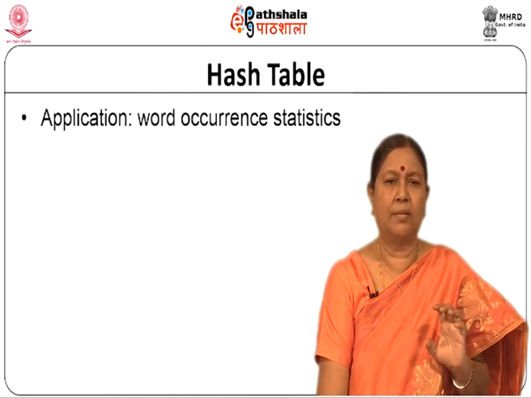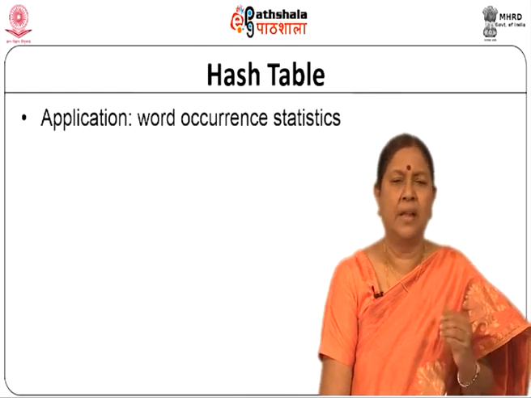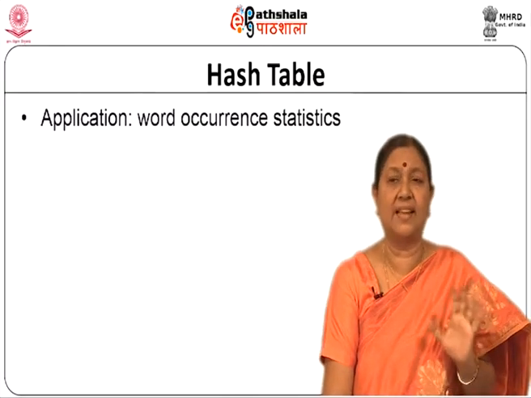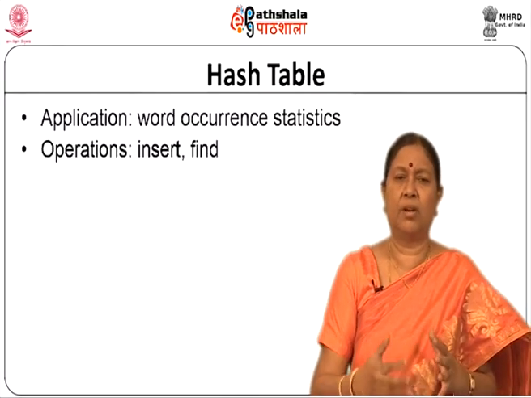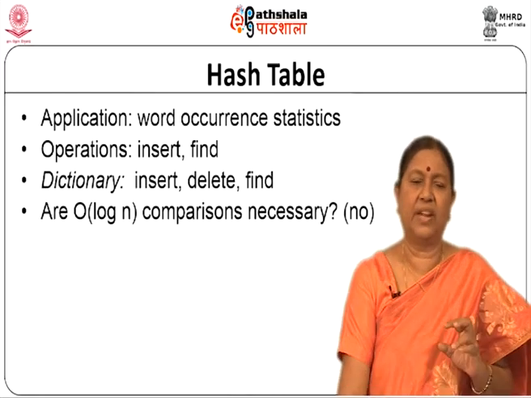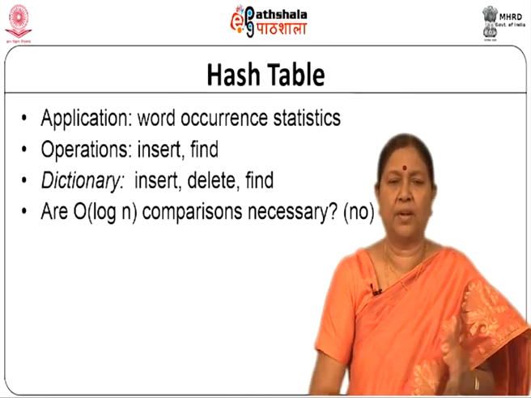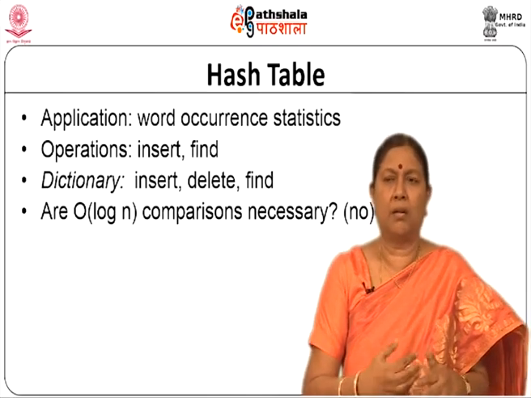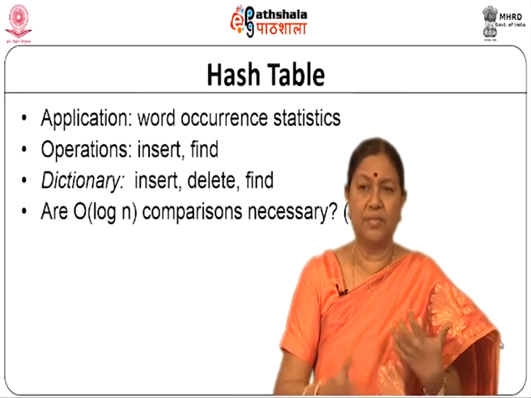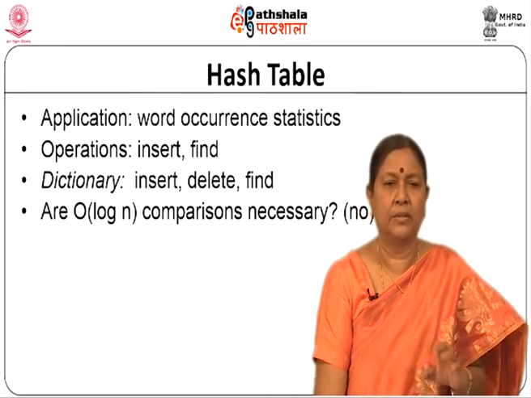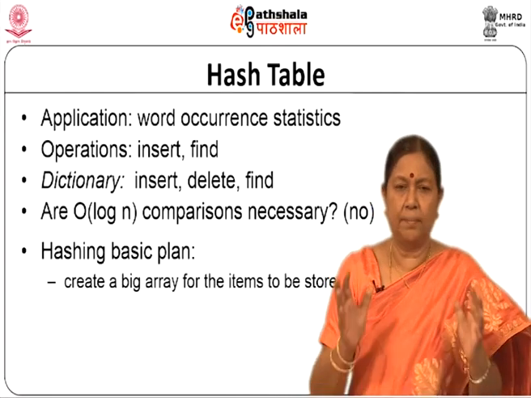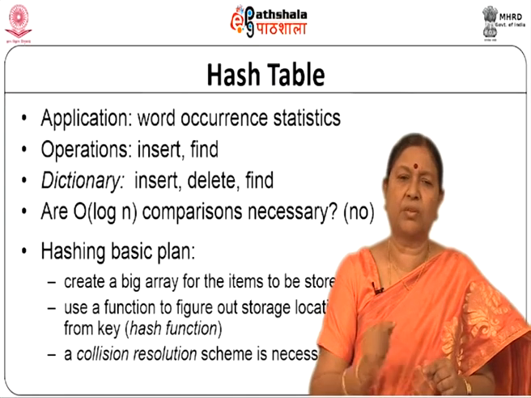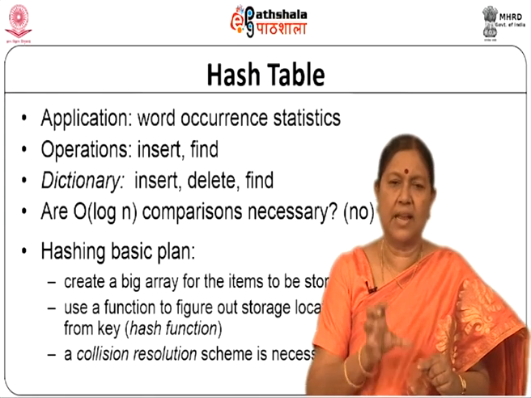So, now let us take an application of the hash table, when you want to find out the word occurrence statistics for operations like insert and find. Dictionary, normally you use it for insert, delete and find. Find is very important. Is it necessary to do an order of log n comparisons? We should not have to do that. So, hashing, the basic plan is to create a big array for the items to be stored. Then use a function to figure out the storage location from the key. So, that is where the hash function comes in.